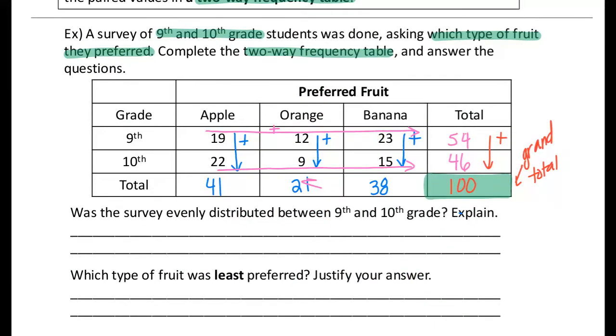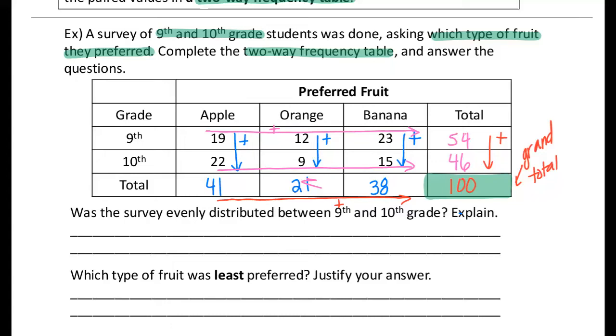And another thing is, horizontally, all of these totals for fruit also have to add up to 100. Okay? So on a two-way frequency table, you always add vertically and you add horizontally. And then the grand total has to equal both the total for the first variable and the total for the second variable. Okay?